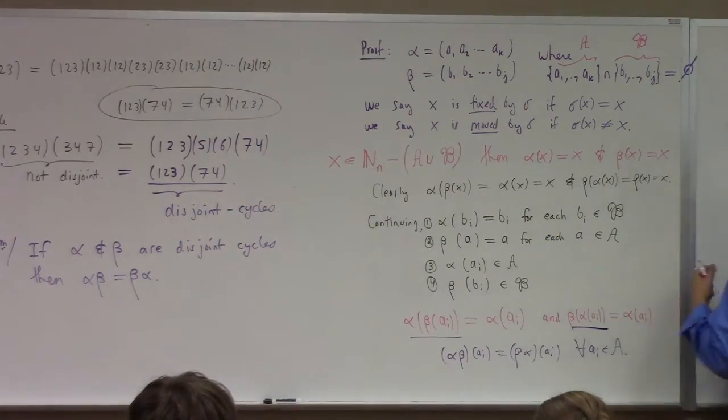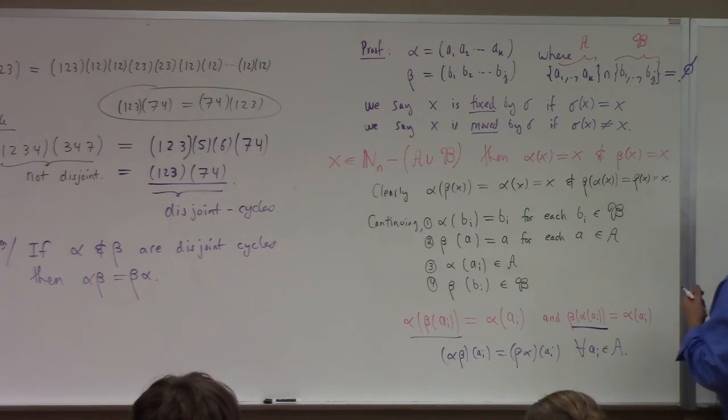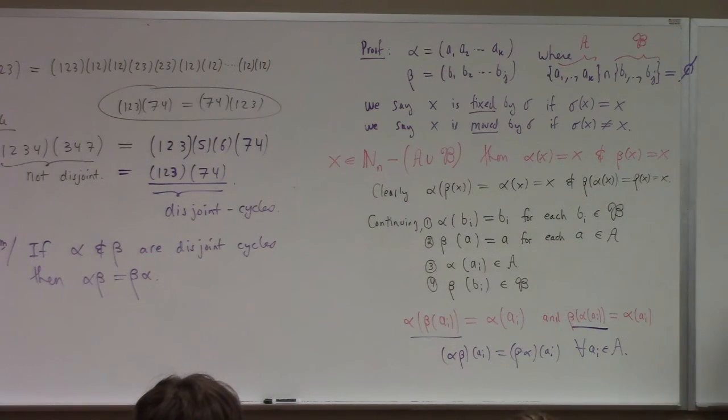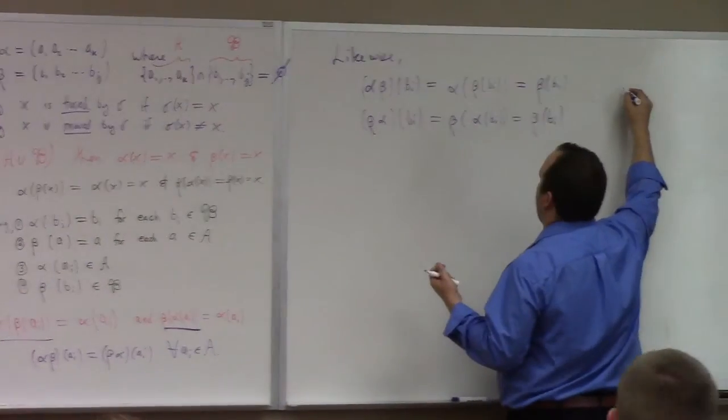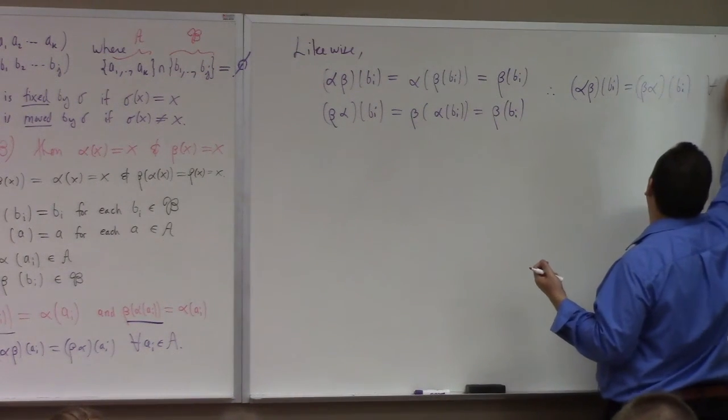Likewise, you can calculate that alpha beta of b sub I is alpha of beta of b sub I, but beta of b sub I is an element of B. Alpha fixes elements of B, so this is exactly beta of b sub I. And beta alpha of b sub I is beta of alpha of b sub I, and alpha of b sub I is just b sub I again. So check it out, they're equal. Therefore, alpha beta of b sub I is equal to beta alpha of b sub I for all b sub I in B.